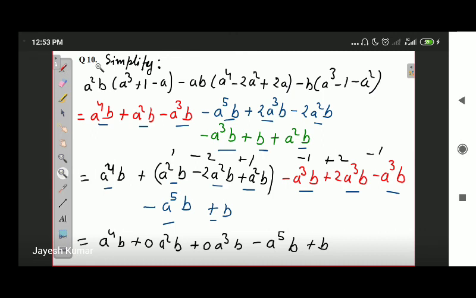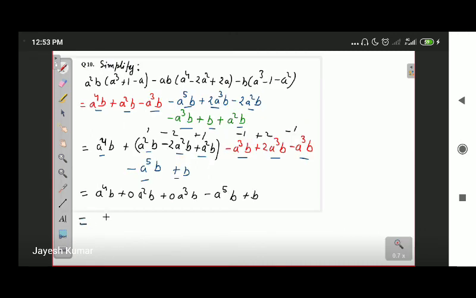So what will be the last step? It will be your answer, a to the power 4b minus a to the power 5b plus b. This is your final answer.